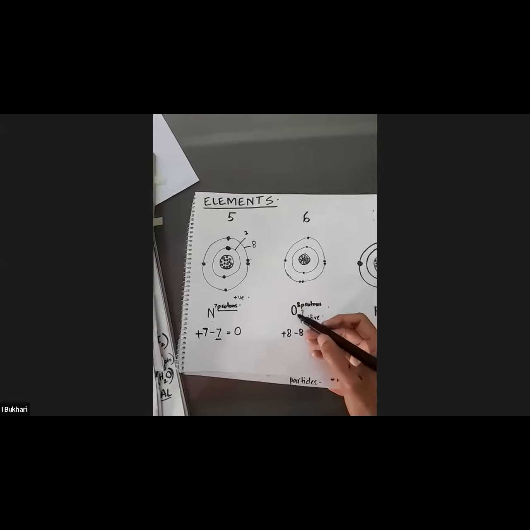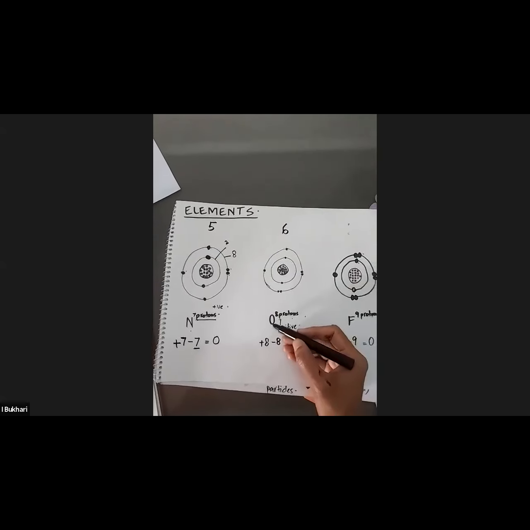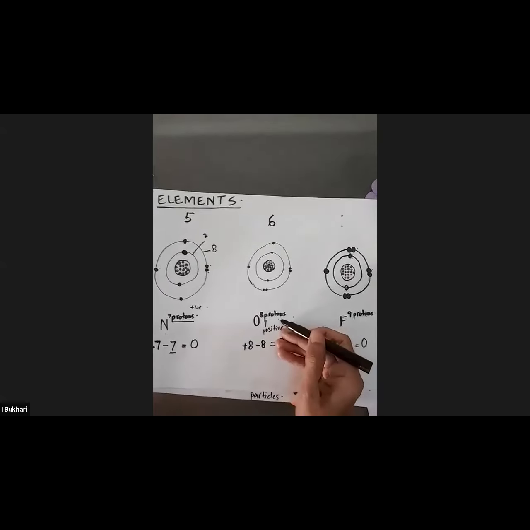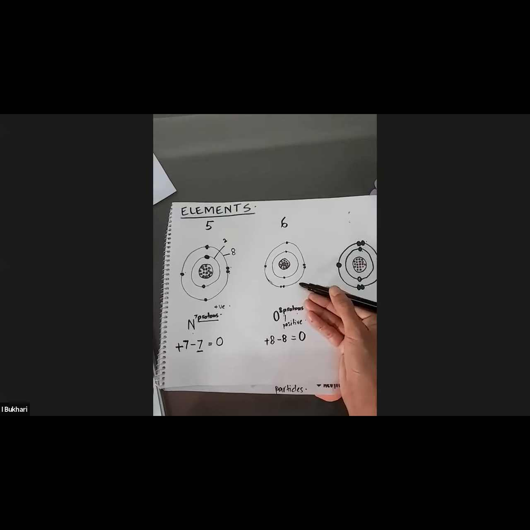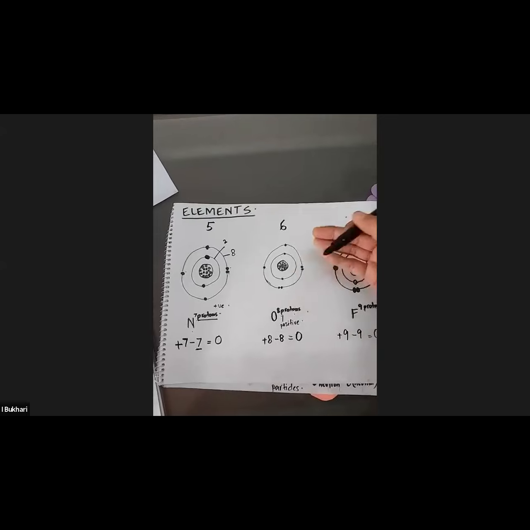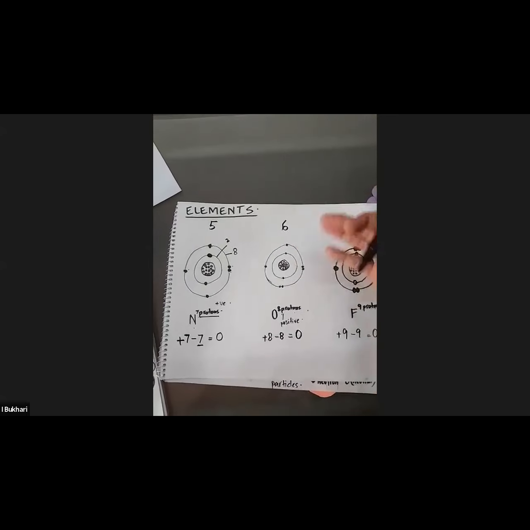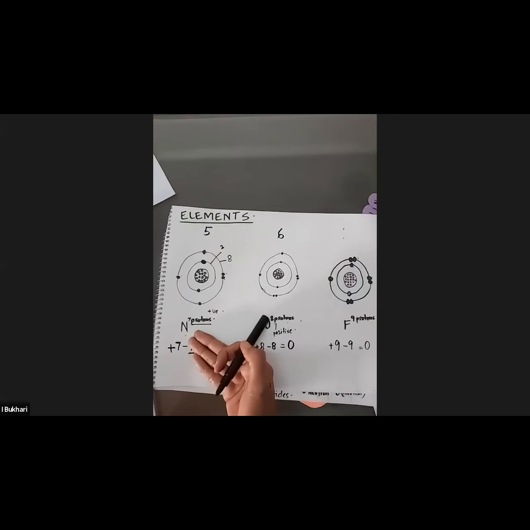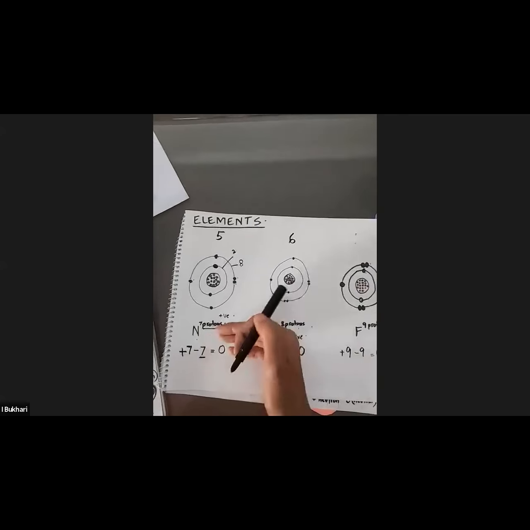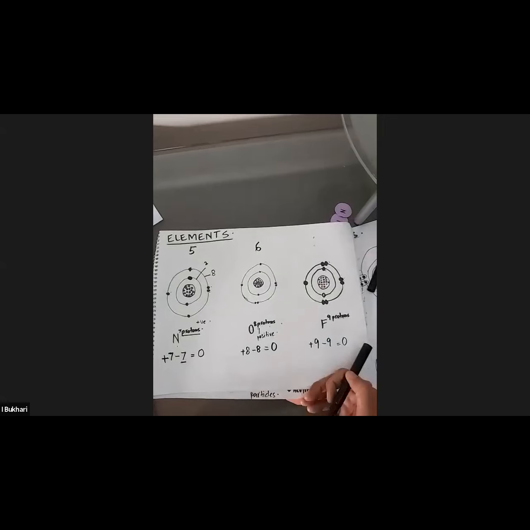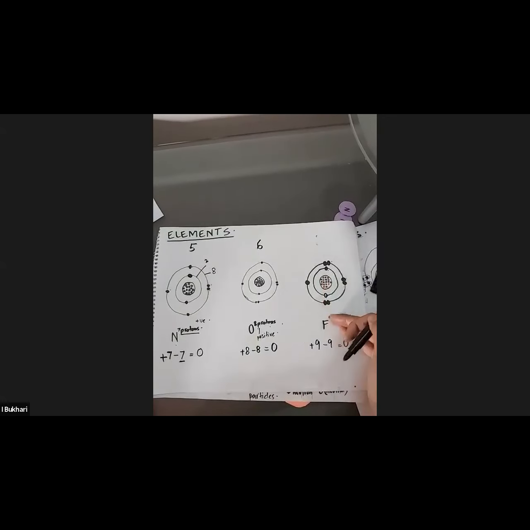For example, an oxygen atom may have 8 protons as well as 8 neutrons, but there are variations as well. There are exceptions as well. Same goes for nitrogen. Usually it has 7 protons and 7 neutrons, but then there are exceptions. And same is the case with fluorine.